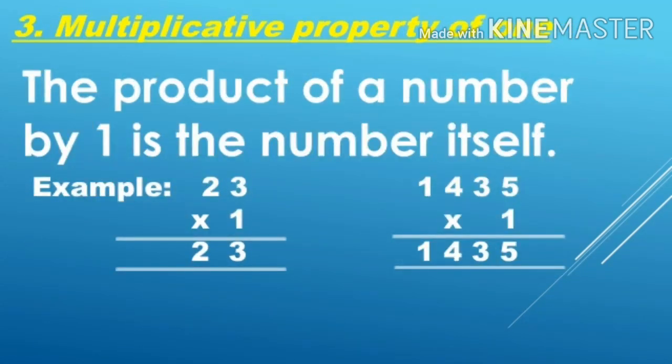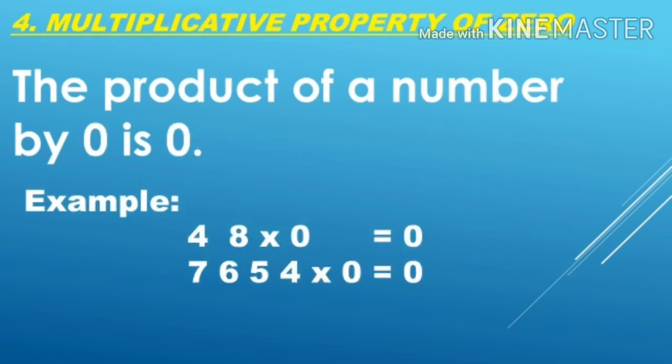The third property is the multiplicative property of 1. According to this property, when you multiply a number by 1, the answer you get is the number itself. So you can say the product of a number by 1 is the number itself. As you can see in the example, here I have multiplied 23 into 1. The answer is 23. Again, in the second example, 1435 is multiplied by 1, but the answer remains the same, the number itself, that is 1435.